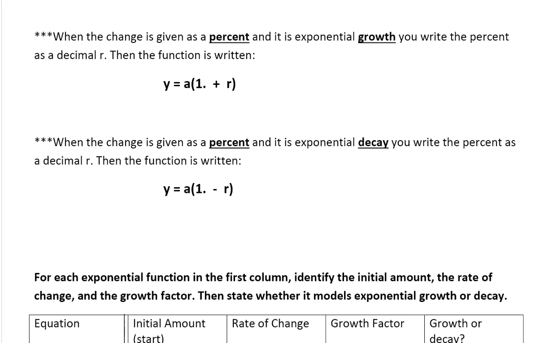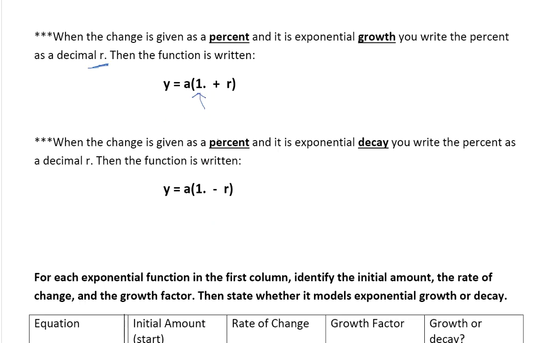All right, also to review this one more time, when the change is given to you as a percent, and it is an exponential growth problem, we need to change that percent into a decimal, which here we call the letter R, and then we take that decimal and add it to the 1. Okay, this 1 represents the original population or the original investment, and then that is added.